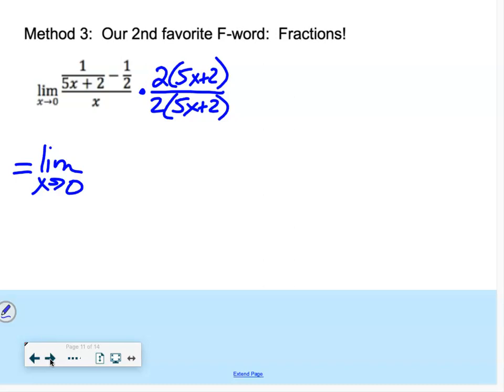All right, so here's the thing. If I multiply this term by this, so I have 1 over 5x plus 2 times 2 times 5x plus 2. Gavin, what can I do with the 5x plus 2's? They cancel. So what am I left with when I multiply this times this? If the 5x plus 2's cancel, I'm just left with 2, right? 2.